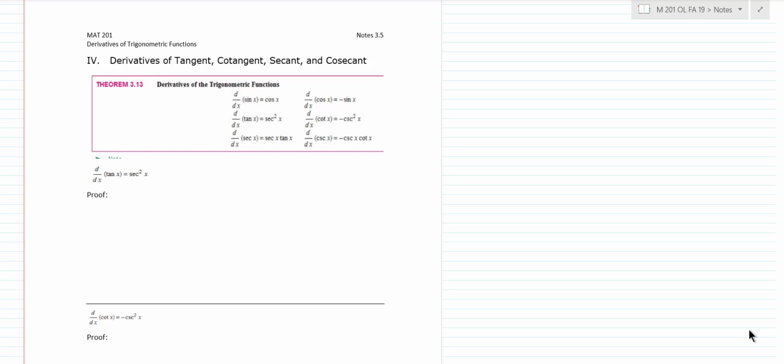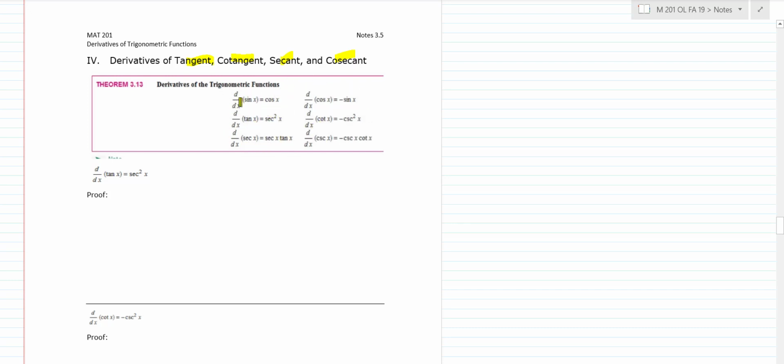Okay, here we go to the next part, 3.5, and we're going to look at the derivatives of the remaining four trig functions, all right? So we're going to look at the tangent, cotangent, secant, cosecant. These are the six definitions right here.